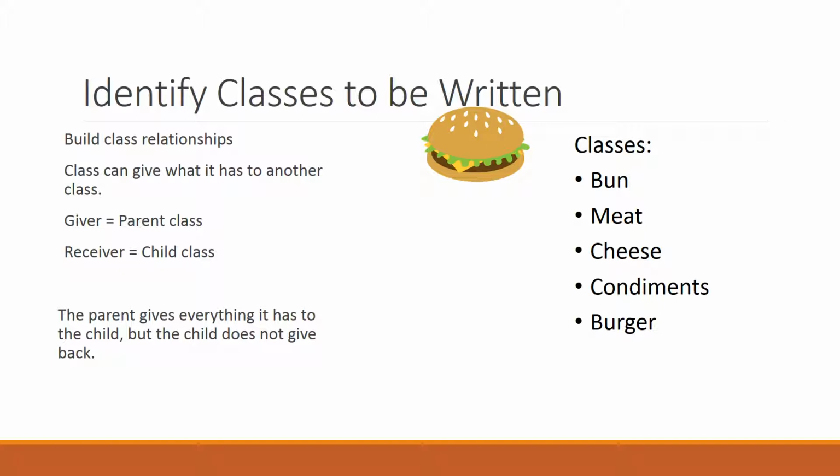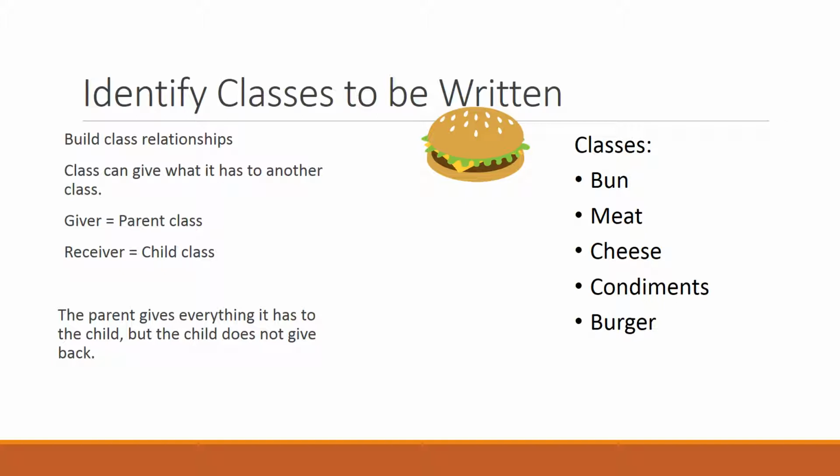The trick with the class relationships is that one class can give what it has to another class. When it does that, the one giving is called the parent class, and the one receiving is called the child class. So that's a parent-child relationship. The easy way to remember which is to think about when you were growing up, whether you had a parent or guardian. For this example, use a parent. You got everything that the parent got because they were taking care of you.